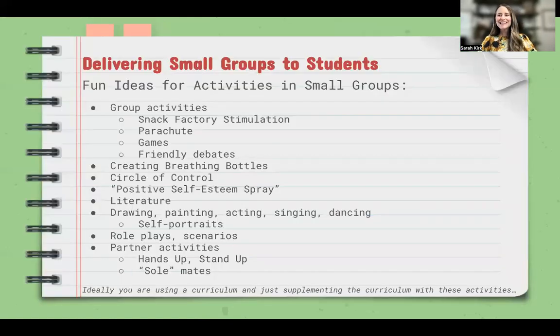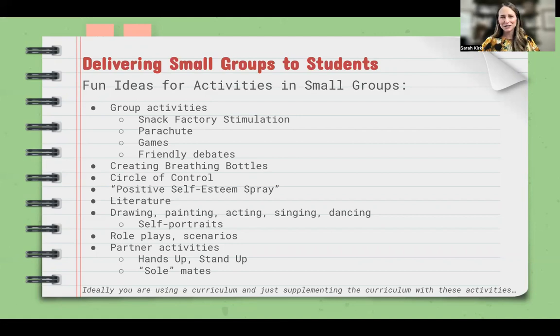Other fun activities to add, again, these could supplement a curriculum. We don't want this to be the whole small group, and some of them can end up lasting a long time. So be creative with how you fit these in and make sure you still get to the good content. But there's all sorts of group activities you can do. The snack factory simulation, I heard about this one recently in a webinar about attendance, small groups or attendance initiatives.